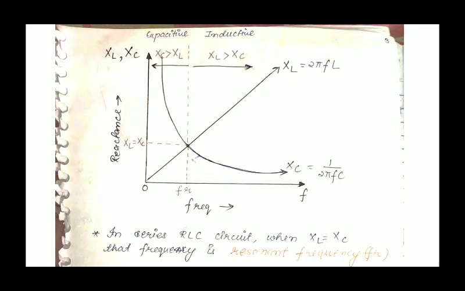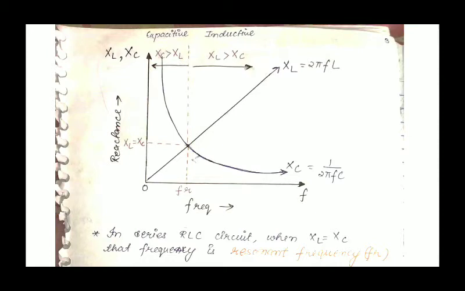On the y-axis we have plotted XL and XC, and on the x-axis we have plotted frequency. So the point where both the curves are meeting, that point is where the inductive reactance equals the capacitive reactance, and that frequency is denoted as fr, which is the resonant frequency.